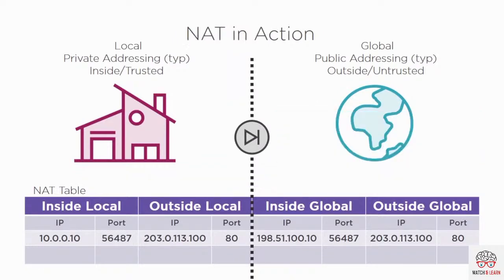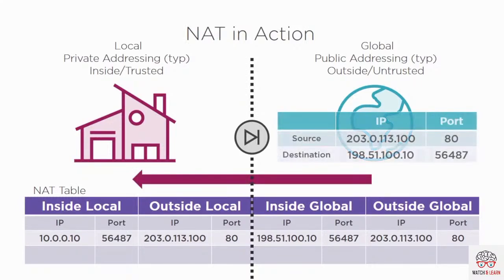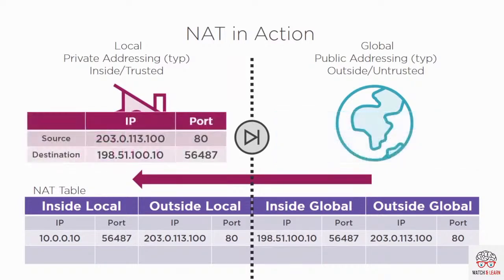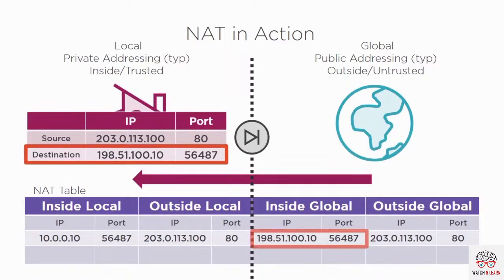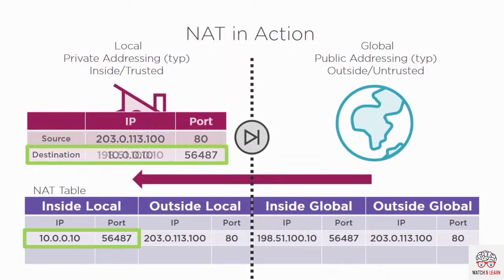The website processes it, returns it back to our home network. Now the destination address is 198.51.100.10. We look up in our NAT table. This is our inside global address. We can then move our packet to the inside of our network. We can examine our NAT table, see that the destination needs to be translated back to our inside local address. So we translate from 198.51.100.10 back to 10.0.0.10. Now I can forward my message on to my workstation and I get the website.